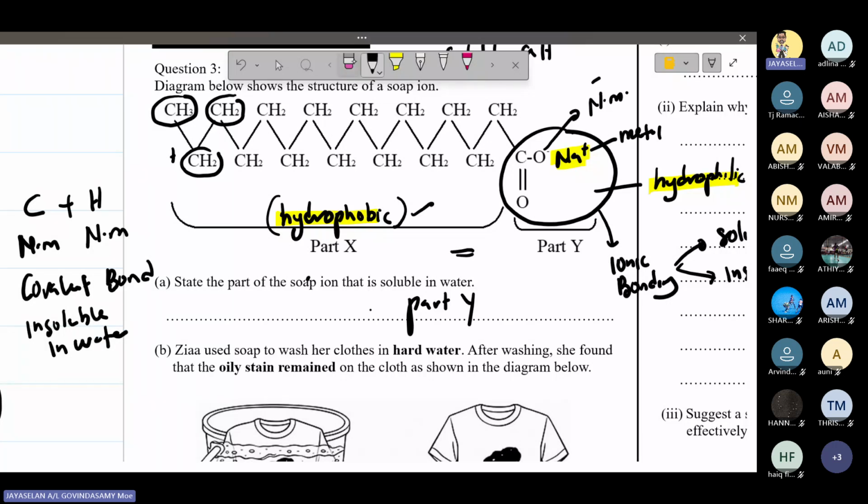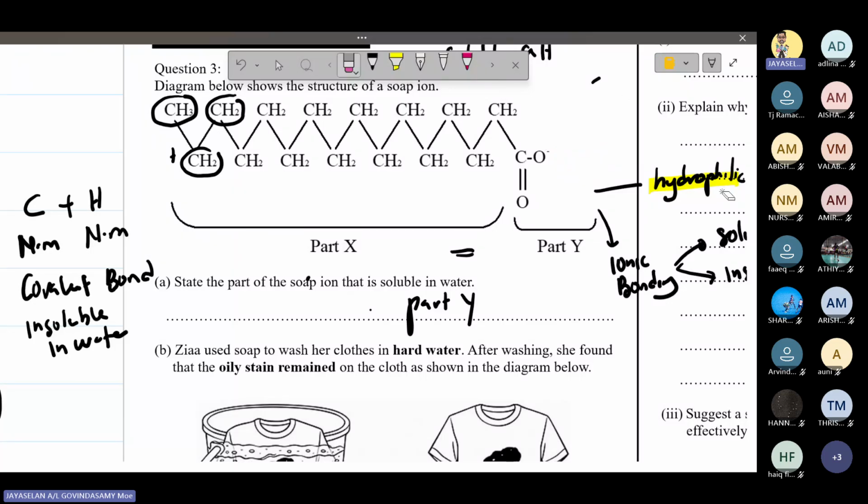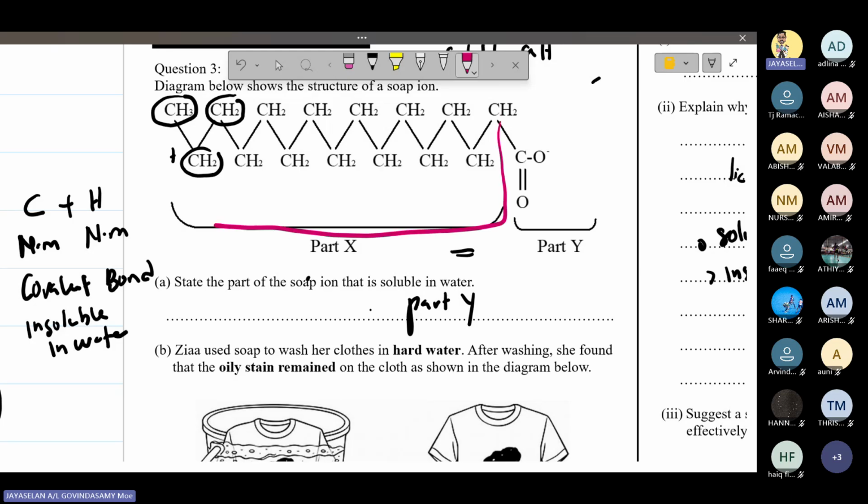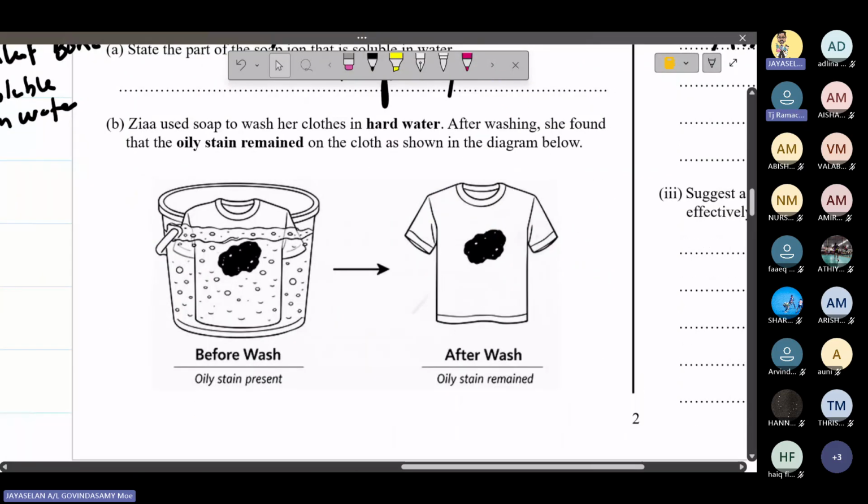Now they give you what? Erase all of this, we answer this question. They give you two structures. From here, put part X, this is covalent. This one, part Y. Which part is soluble in water? Of course this one, part Y. Understand? Clever boy. Now we go for this.